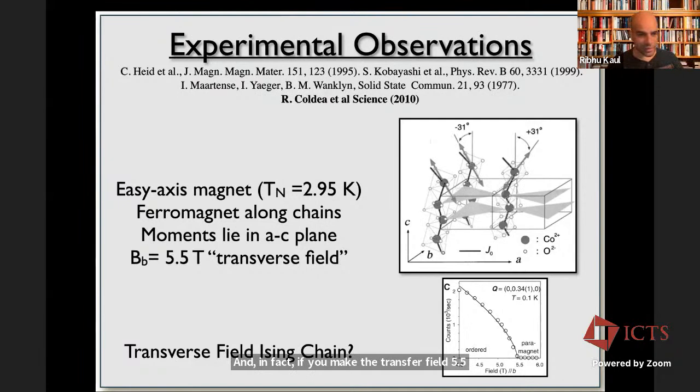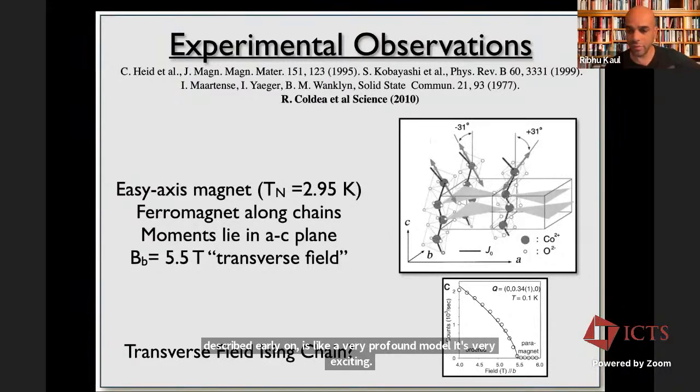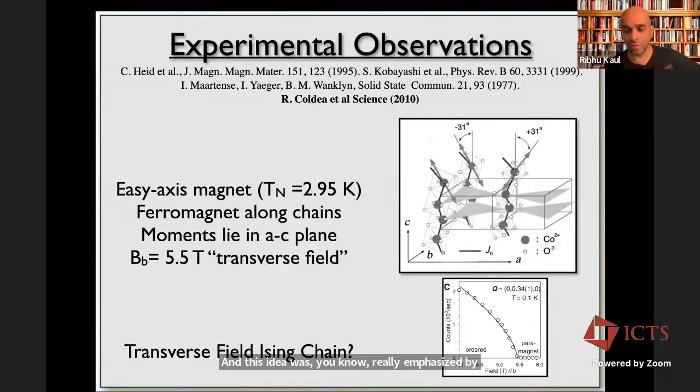Okay, so you have an easy axis magnet. It's one-dimensional, very one-dimensional. Of course, it's actually three-dimensional. And the exchange coupling is weak enough that if you apply a 5.5 Tesla transverse field, you can make the system non-magnetic. So all of this sounds very much like the transverse field Ising chain, which I described early on as a very profound model. It's very exciting, and this idea was really emphasized by Ribhu Kaul in a very beautiful paper in 2010.